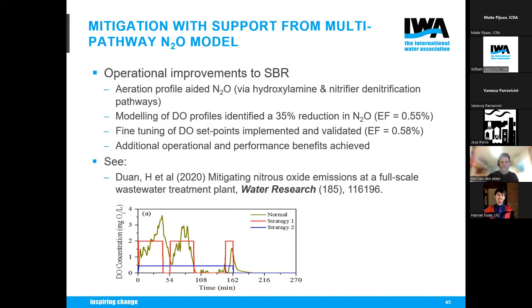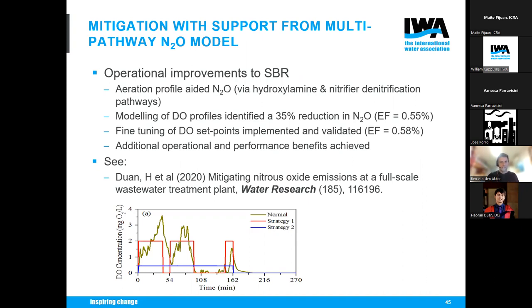So just to give one example, the first is looking at operational improvements to our sequencing batch reactor. We noted that the aeration profile, at the bottom in the brown there, we've got our dissolved oxygen profile, actually aided nitrous oxide production via the hydroxylamine oxidation pathway and also from a nitrifier denitrification pathway. The model was then able to look at different DO profiles. So we looked at the DO profile strategies in the red and also the blue. And by changing the DO profiles, the model identified that we could achieve around about a 35% reduction in nitrous oxide emissions if we modified the aeration profile.